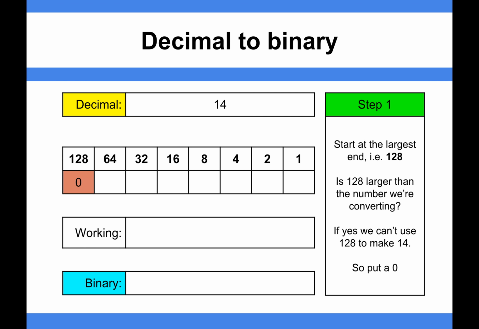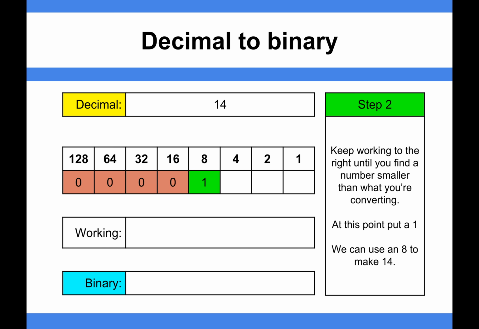So we'll start at 128 and we go, is there any 128s in the number 14? Well, no, so we put a 0. Then we go to the next one, is there any 64s in 14? No. 32s in 14? No. 16s in 14? No. But then we get down here and we get, is there an 8 in 14? Well, yes. But if we put a 1 there, we need to take 8 away from 14. So we've already represented 8 of the 14 by putting a 1 in this place. So 14 minus 8 is 6, so I'm left with 6.